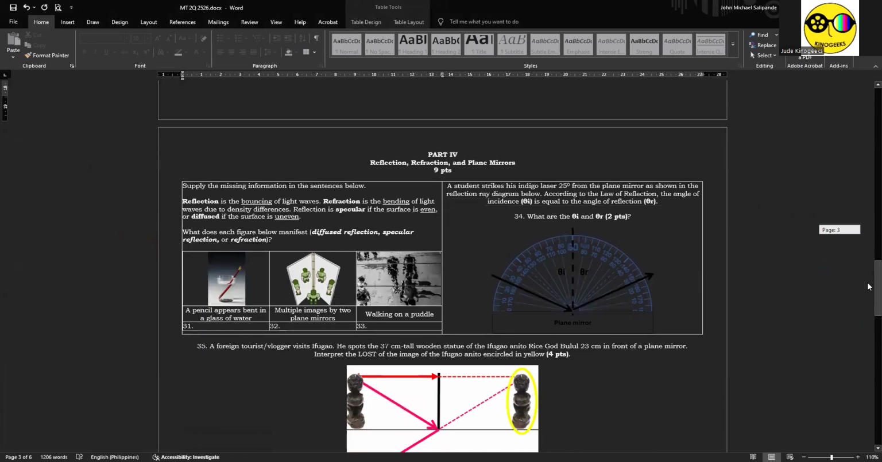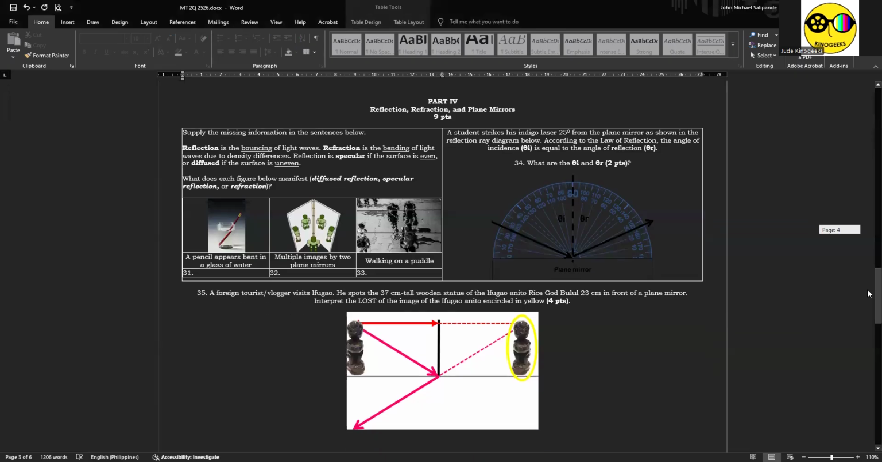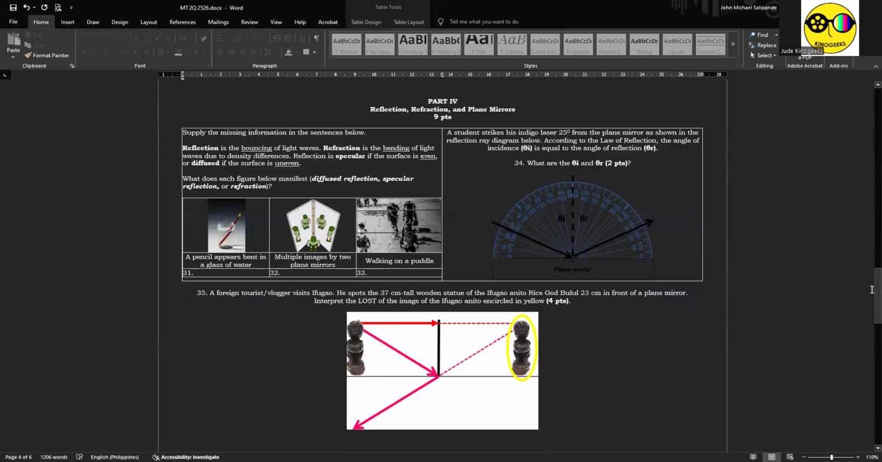Part four: reflection, refraction, and plane mirrors. Supply the missing information in the sentences below. Reflection is the bouncing of light waves. Refraction is the bending of light waves due to density differences. Reflection is specular if the surface is even, or diffuse if the surface is uneven.